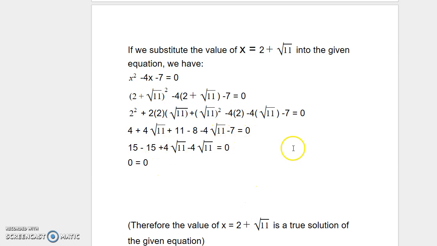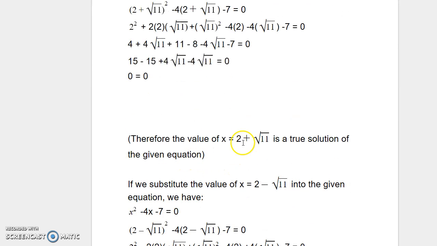Now we're going to simplify this some more. We have a plus square root of 11 and a minus square root of 11. These two cancel out. So we have 4 plus 11 is 15, and then we also have negative 8 plus negative 7, which is negative 15. So therefore, when we add all of those things up, we have an answer equal to 0. Therefore, that is exactly equal to what we have on the right-hand side, which is 0. So therefore, the value of x equals 2 plus the square root of 11 is a true solution for the given equation.